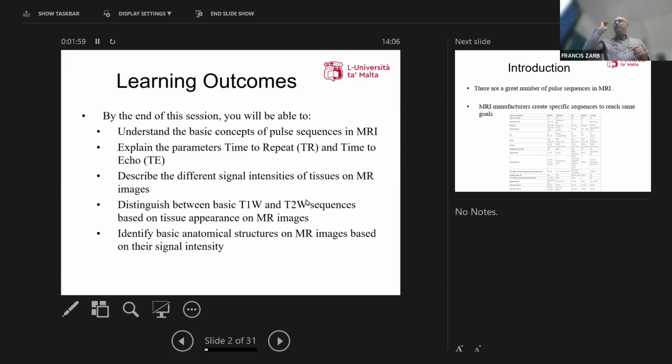Distinguish between basic T1 and T2 sequences based on the appearance on the MR images. Besides the parameters, TE and TR, when you look at an image, you should almost immediately be able to identify whether it is a T1 weighted image or a T2 weighted image without having to consult the TE and TR parameters. Okay? And identify basic anatomical structures on MR images based on their signal intensity. So besides water and fat, we might look at other tissues inside the body and how they appear on MRI.